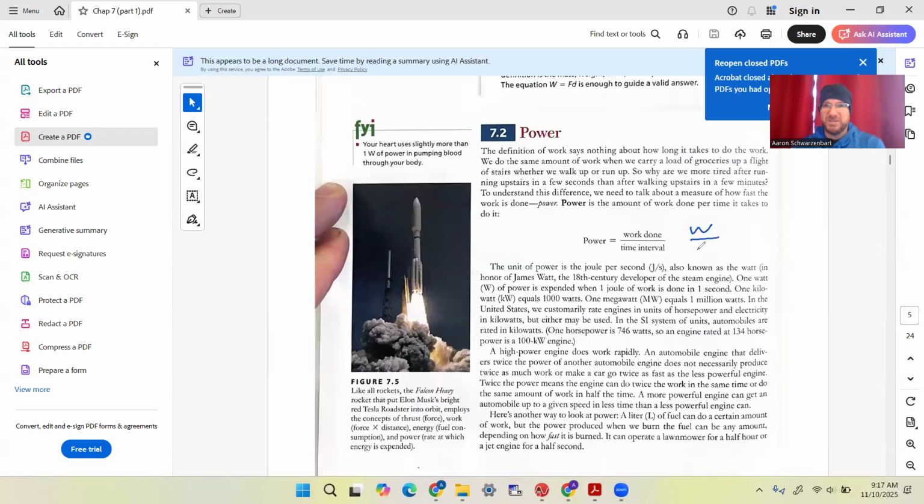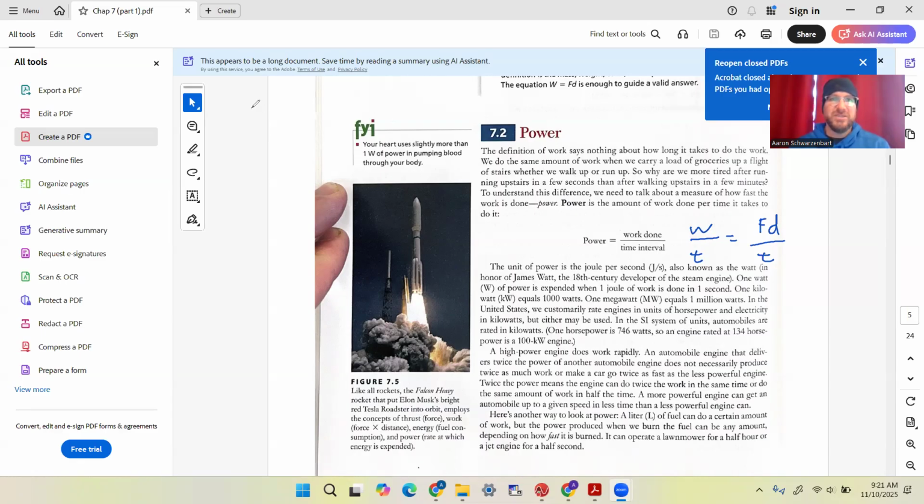Power is equal to work divided by time, or you can think, remember, work is force times distance, divided by time. So power, again, is work divided by time. How much work can I do in a given amount of time? Usually that amount of time is per second.